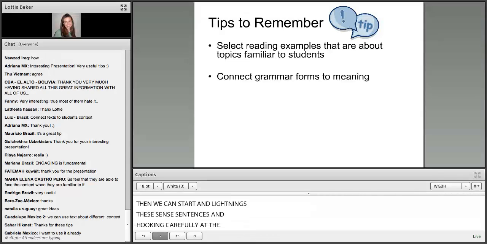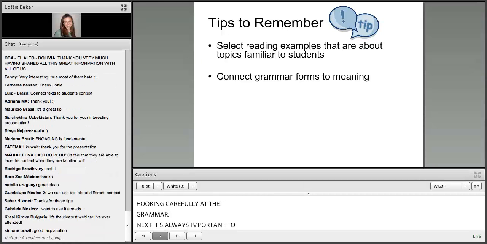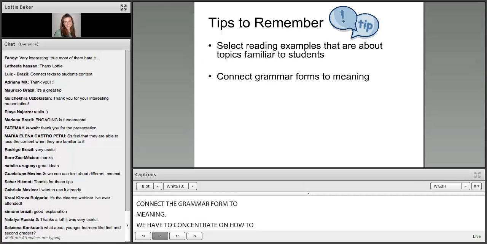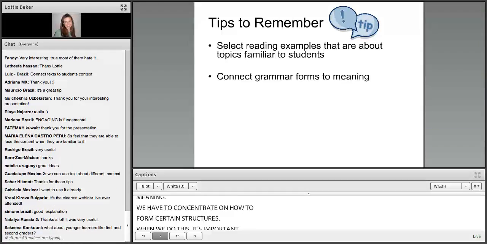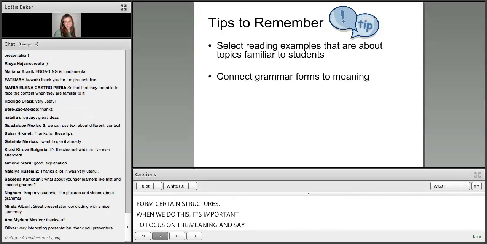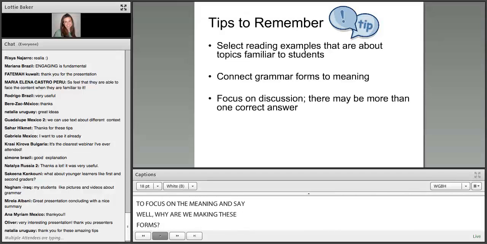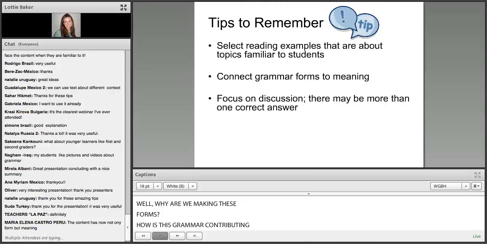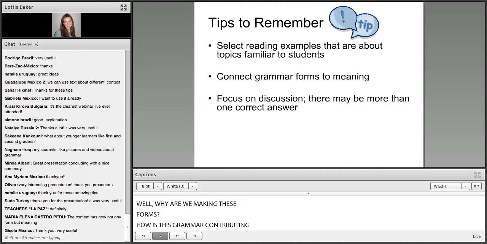Next, it's always important to connect the grammar forms or the grammar structures to meaning. So a lot of times we can spend a lot of time really focusing on how to make the forms and practice how to form certain structures. Well, when we do this, it's important to focus on the meaning and say, well, why are we making these forms? How is this grammar contributing or making meaning in the text?